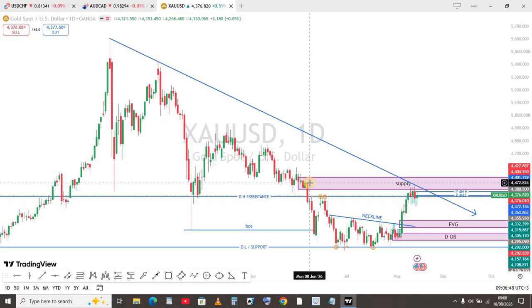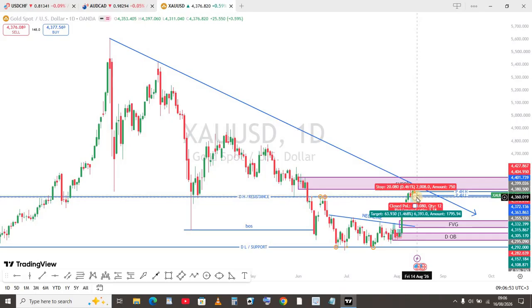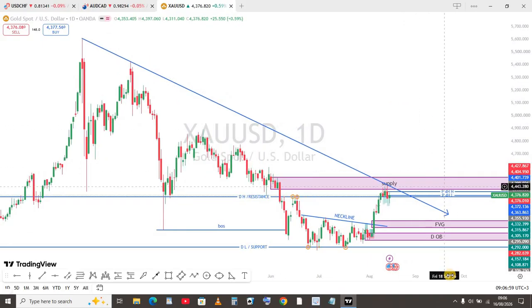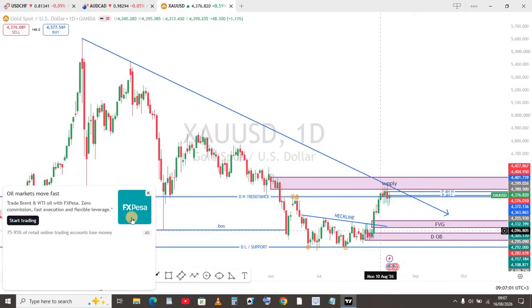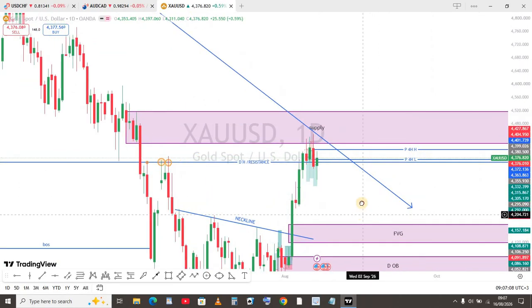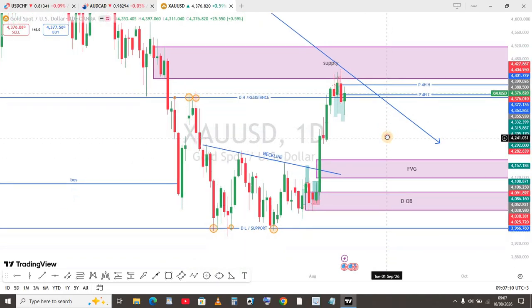If it goes back, it won't go that far. It will go and retest this trend line, or retest the liquidity inside this supply area at this point, and then continue to go down, because down here we have our FVG and we have our daily order block. So let me zoom in to make it very clear, because this is where we are looking at opportunities.